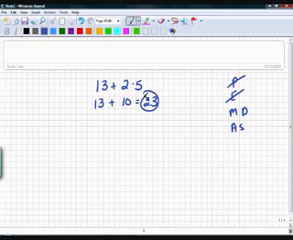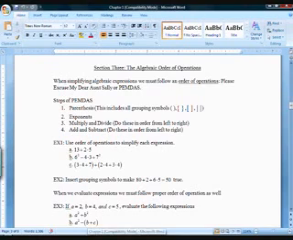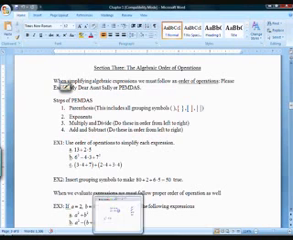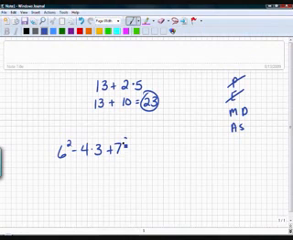If you do it left to right, what would you get there? 15 times 5, which would be 75, obviously, which would be wrong. Good job. Next problem, you have 6 squared minus 4 times 3 plus 7 squared. And you do have exponents there.